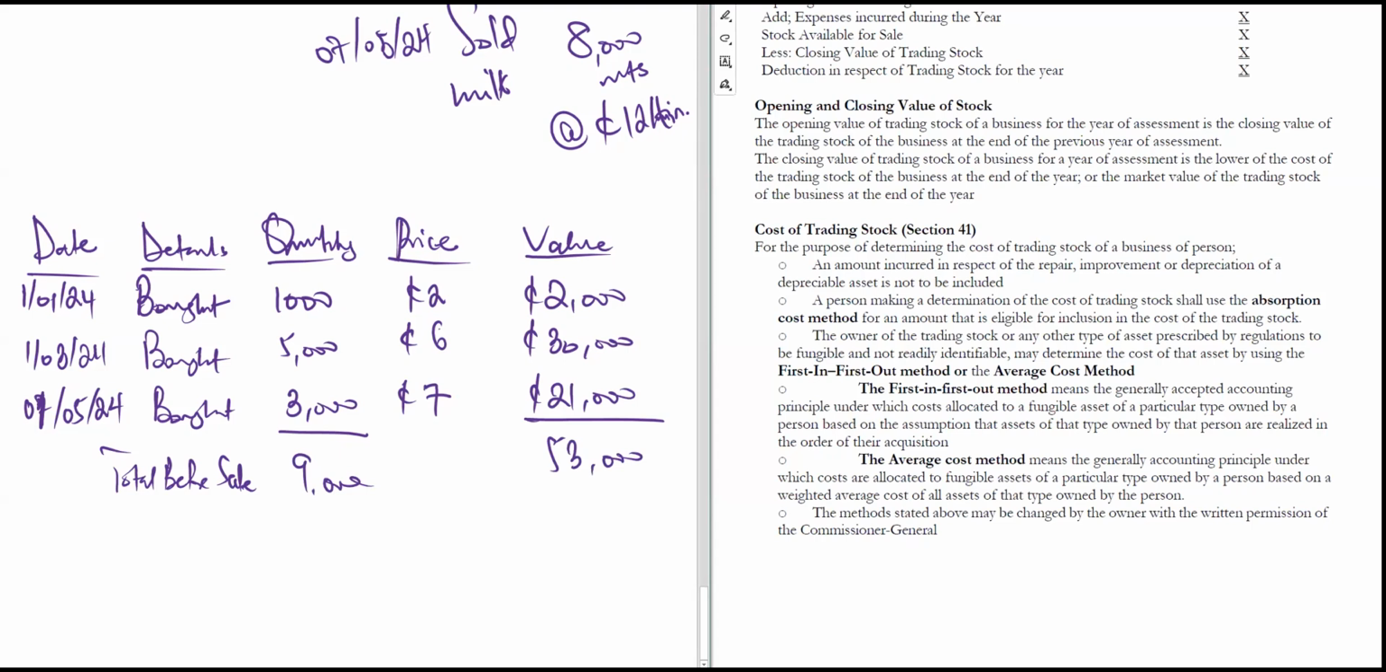Okay, so now how much was the sale? On 7th March, we made a sale, right? How many units did we sell? We ended up selling 8,000 units, right? 8,000 units at what?